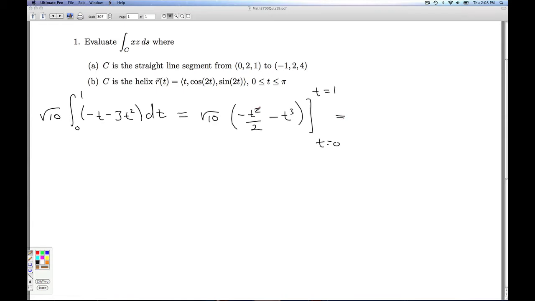So what do I get? I get -1/2 minus 1, that's -3/2. I plug in t equals 0, I get nothing. So -3 square root of 10 over 2. So that'll do it for part A.